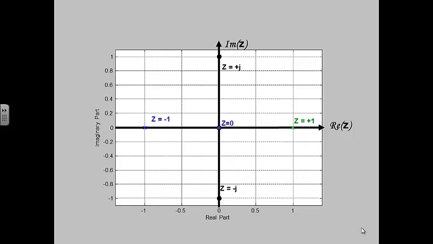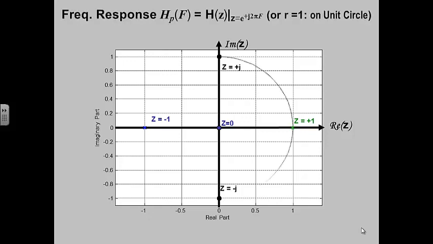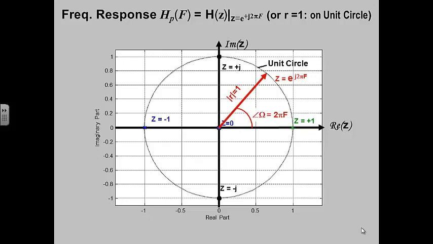What values of z's are these? In polar form, what's their radius? And what's their angle? 2 pi f. So all the points on that unit circle are the values of z that I'm going to plug into h of z or x of z in order to get h of f or x of f.